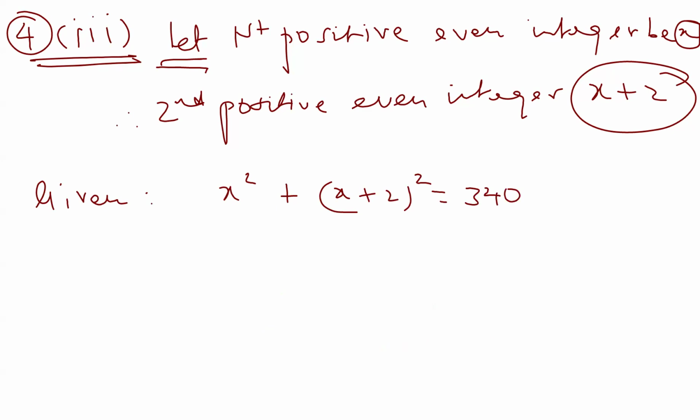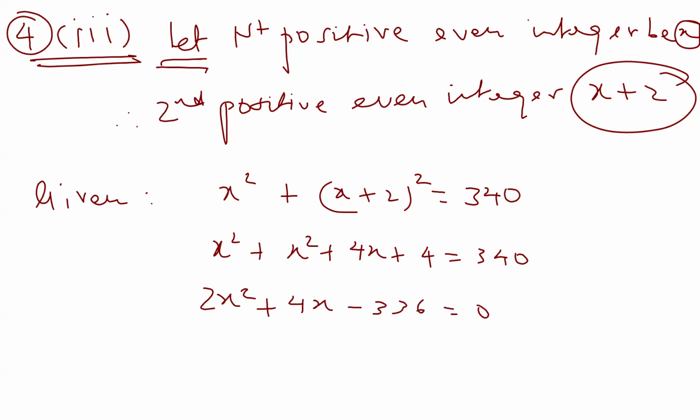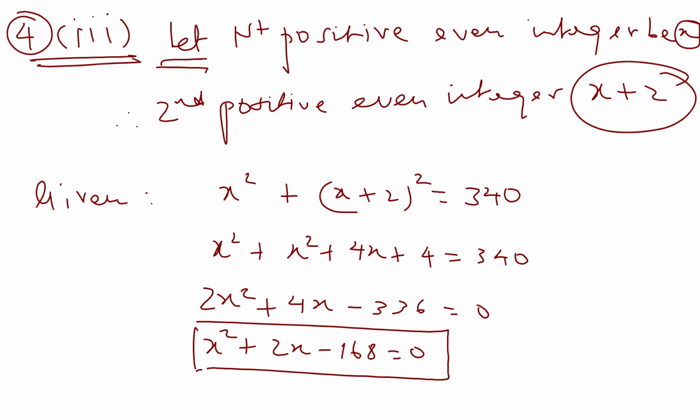x square plus x plus 2 the whole square is equal to 340. So we just have to simplify this. So 2x square plus 4x minus 336 is equal to 0. So x square plus 2x minus 168 is equal to 0. Now you have to solve this further.